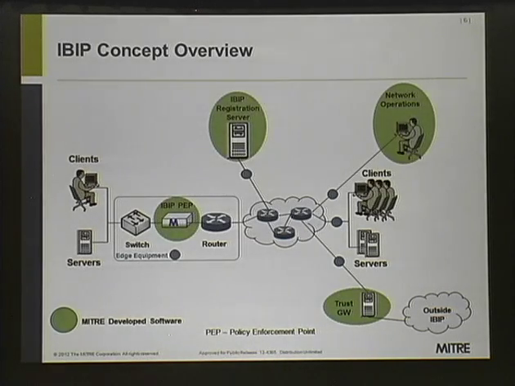Now the items in green here are MITRE-developed systems. So we build it using COTS components. We develop the IBIP proxy, the PEP there, as mentioned earlier. Then we have the registration server, network operations, and the trust gateway, which is down here. The trust gateway is still under development.